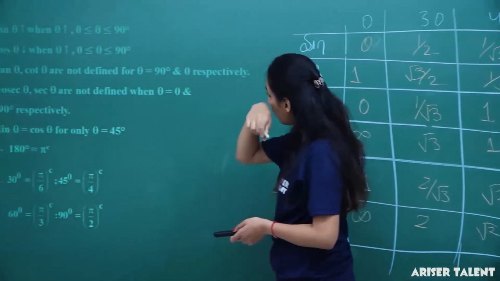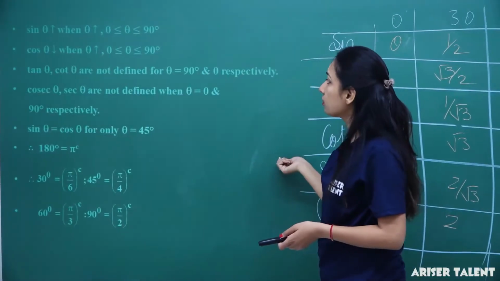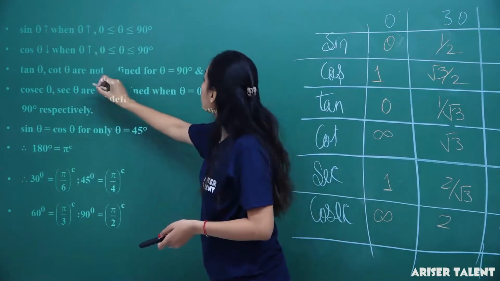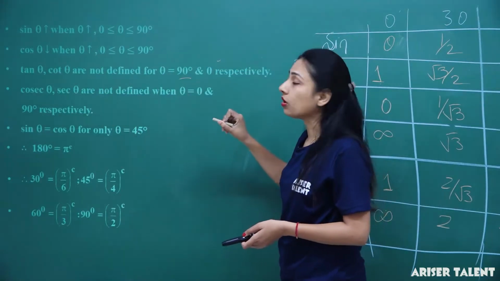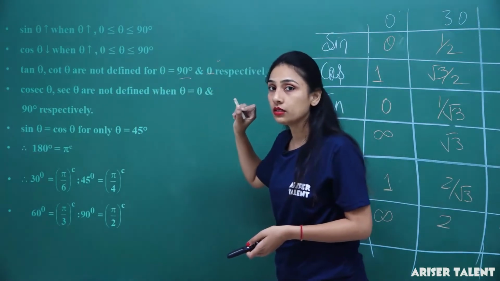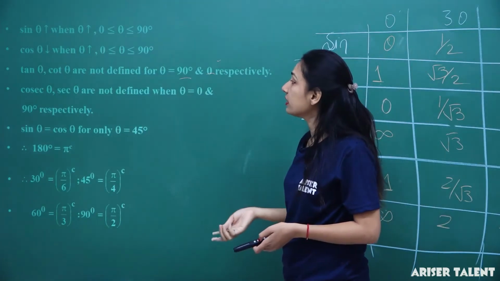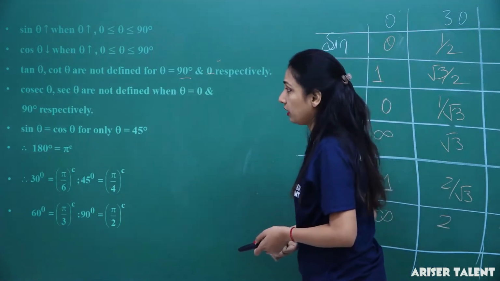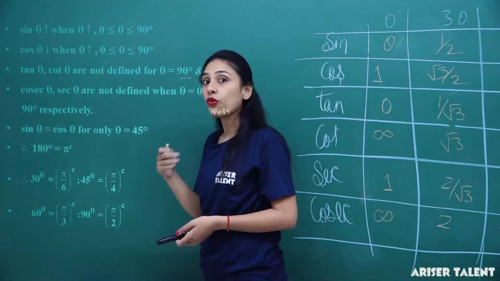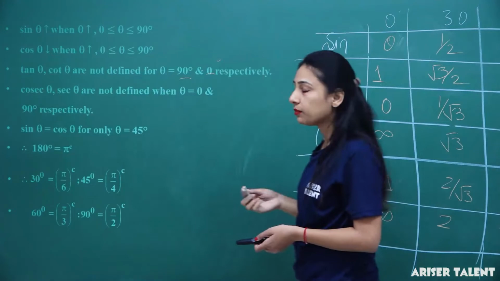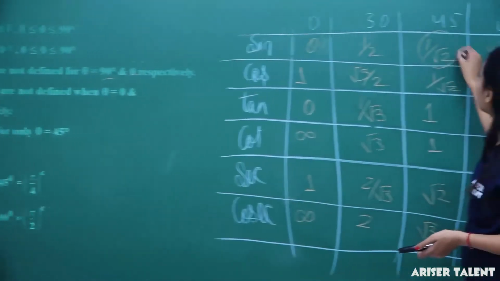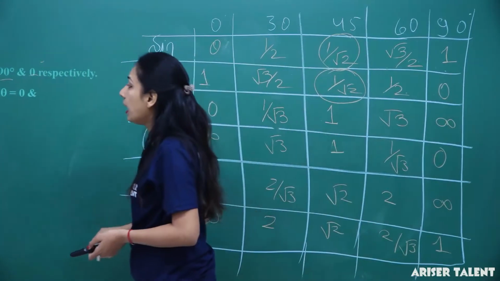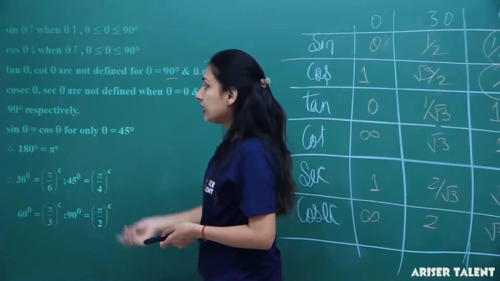Tan theta and cot theta are not defined for 90 degree and 0 degree respectively. Tan theta is not defined for 90 degree and cot theta is not defined for 0 degree. Similarly, cosec theta and sec theta are not defined when theta equals 0 degree and 90 degree respectively. Sin theta equals cos theta for angle 45 degree, because at 45 degree the value of sin theta and cos theta is the same. This is 1 by root 2.